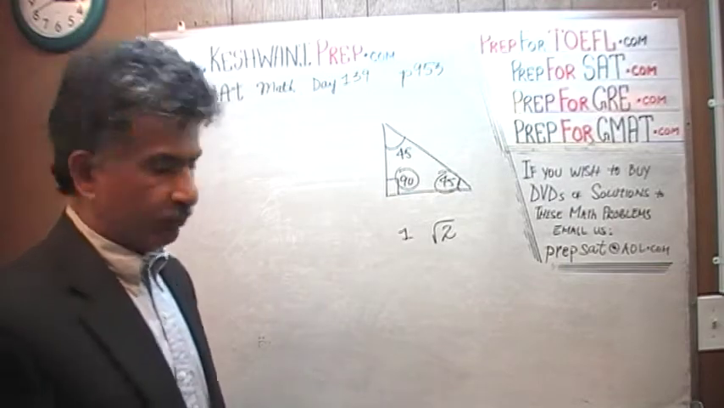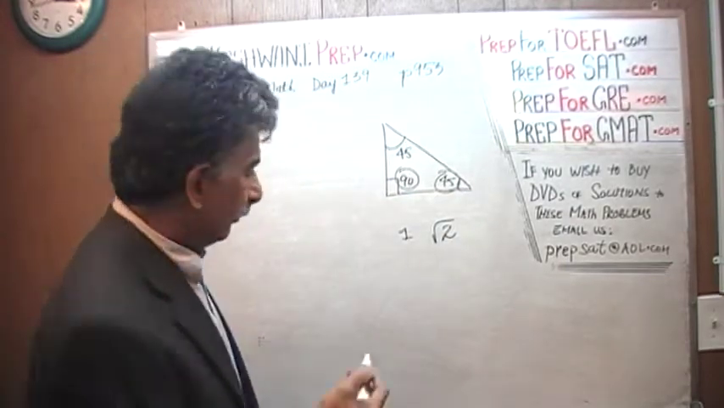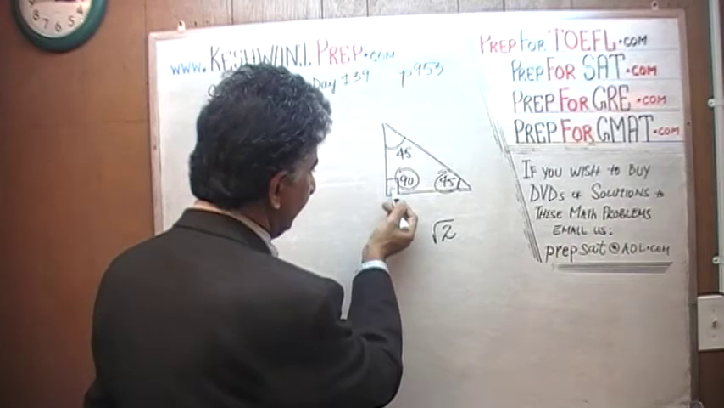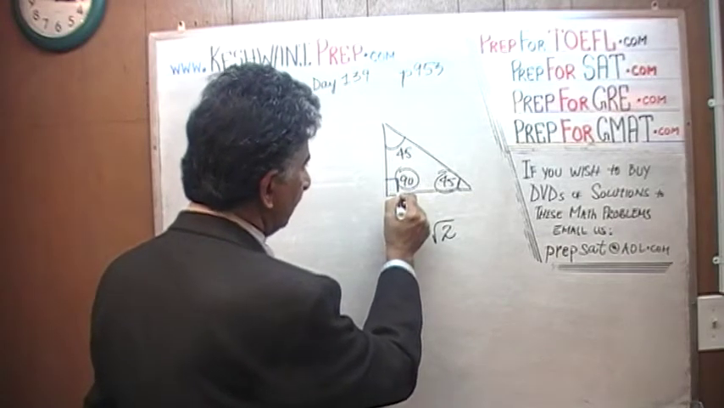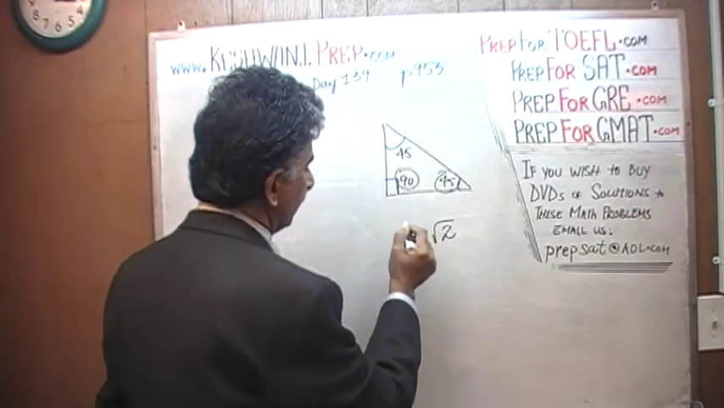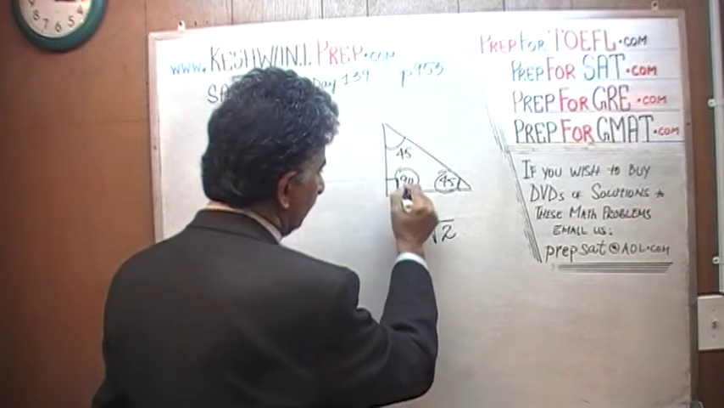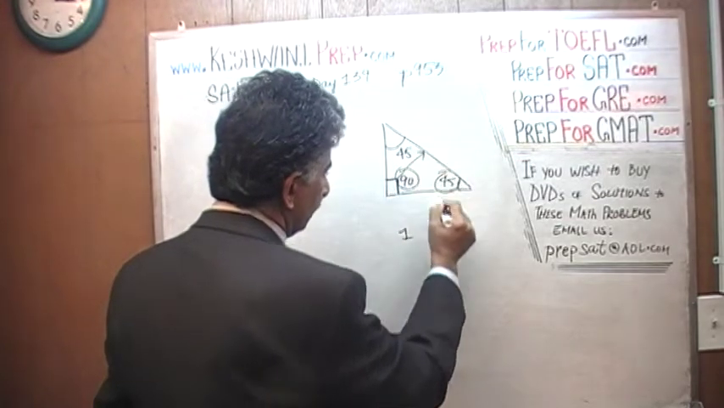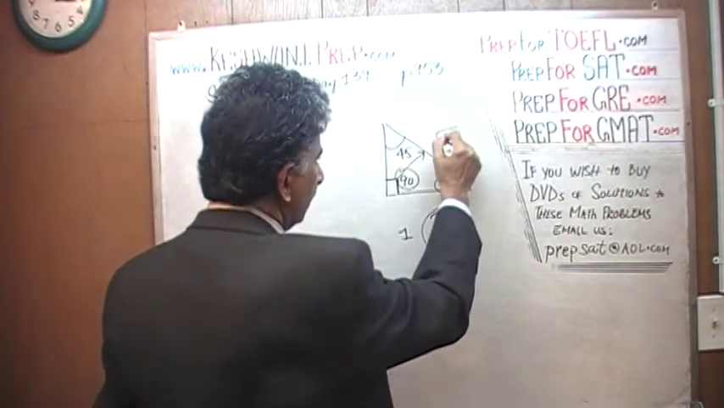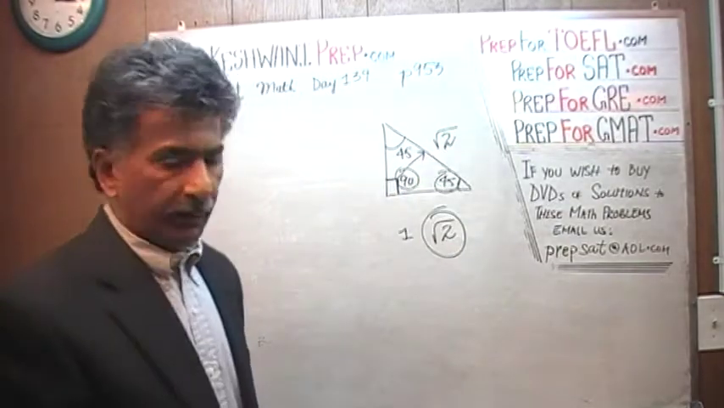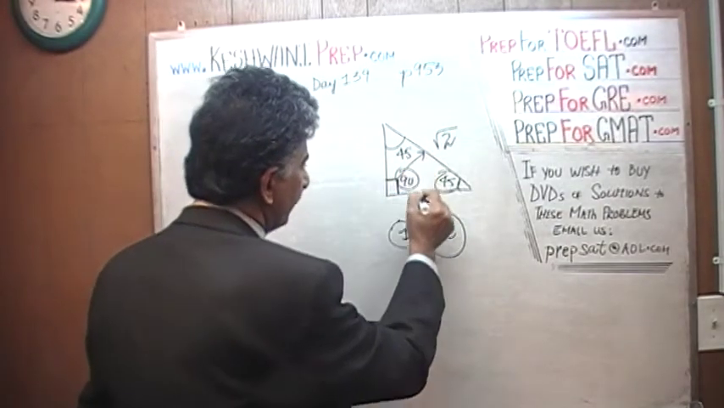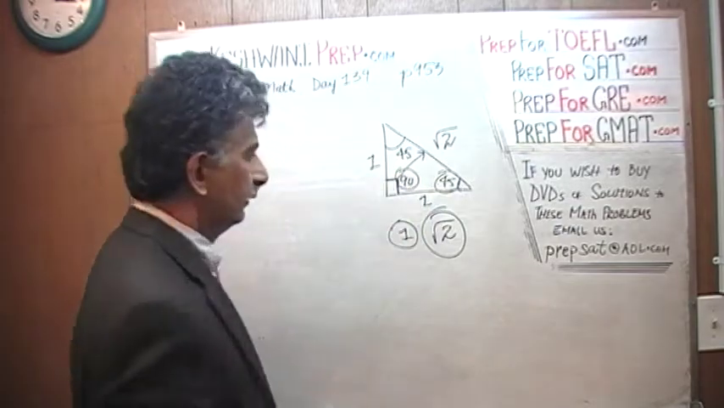Well, they are already arranged. 1 is smaller than root 2. So root 2 faces 90 degrees because that's the largest angle here. So the side facing 90 degrees would be the larger number, which is root 2. And 1 here will face 45 degrees and 45 degrees.